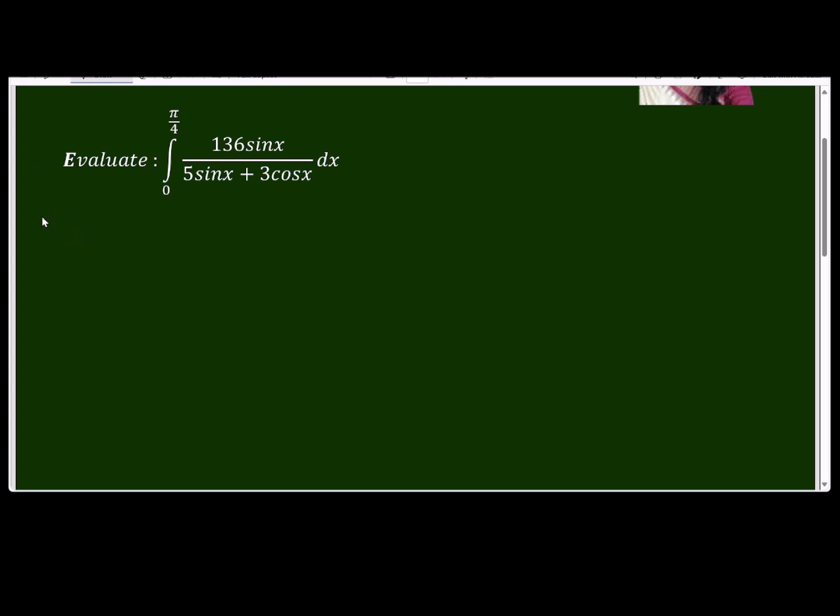So what I'll do, I'll take 136 outside. I'm not claiming that this is the only method. Integration can be solved in many methods. So 136 I'll take outside and I'll divide by 34 both in the numerator and denominator.